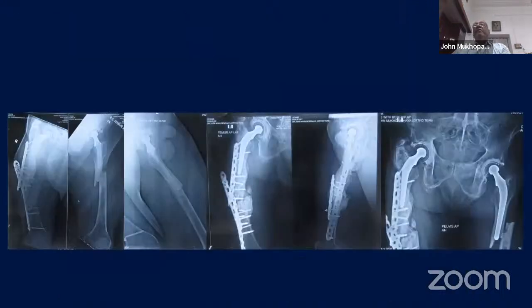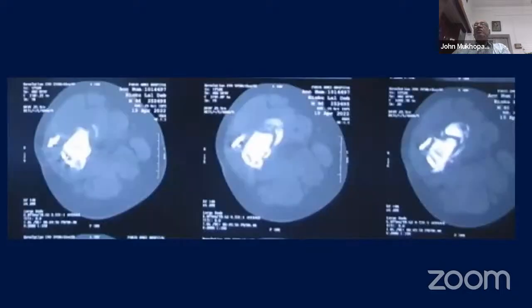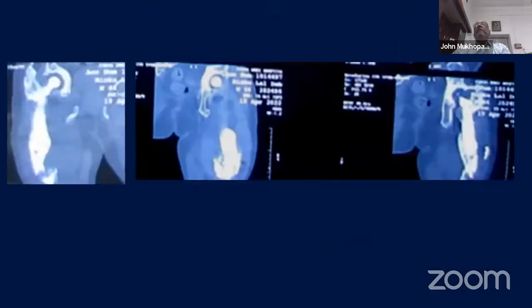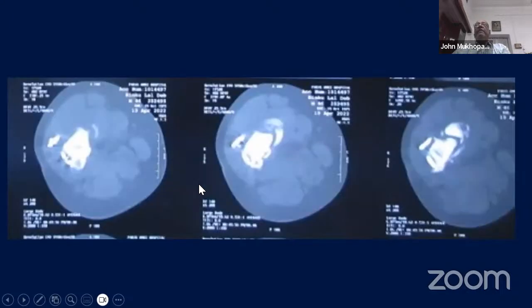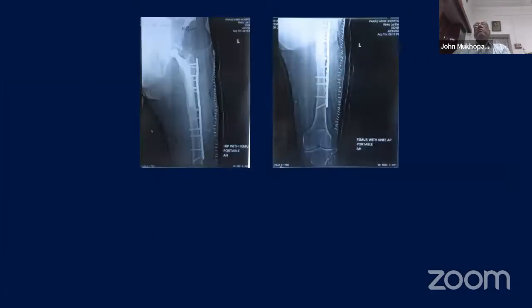He came back with a revision with another fracture. Those were the CT scans. He also had a fracture on the opposite side. If you can see the opposite side, that is also fractured. This is the left side, right side also fractured. And then we had to fix both these fractures.